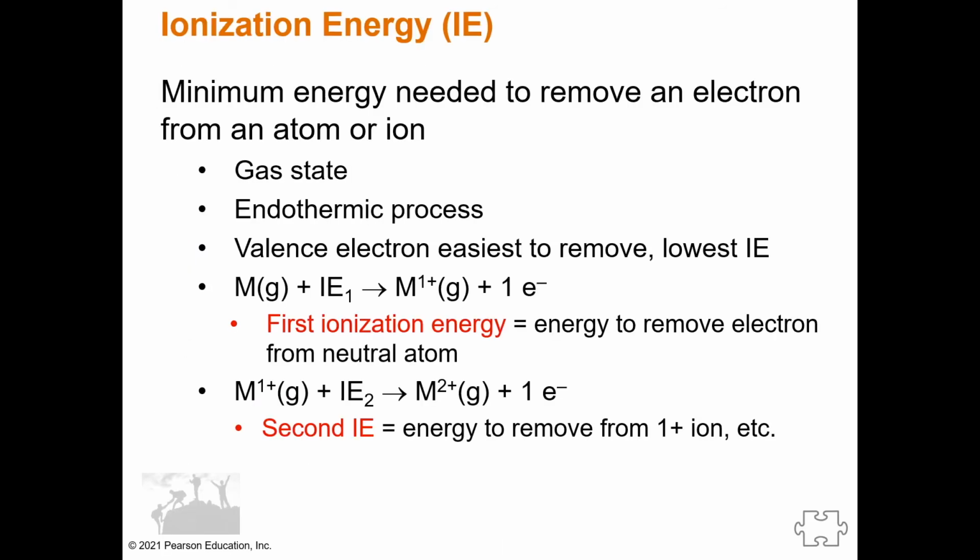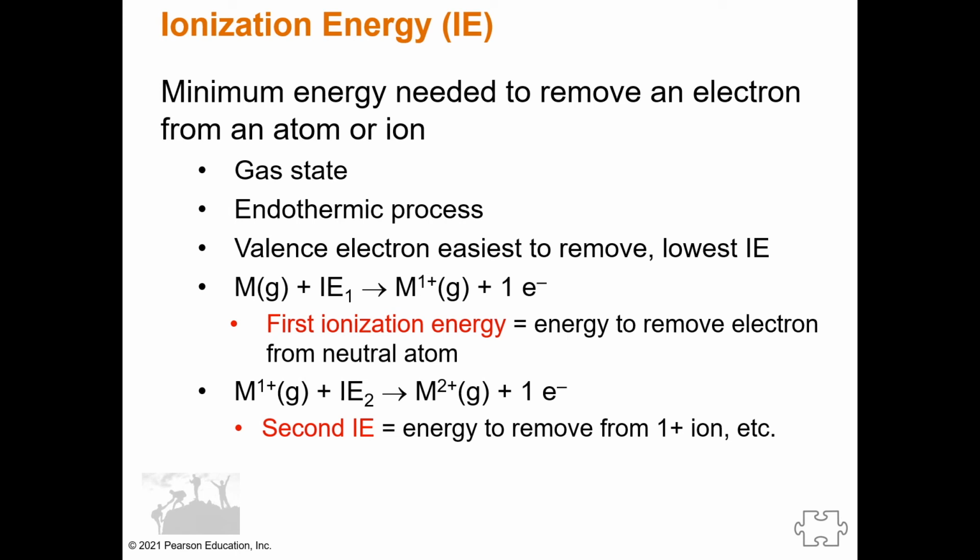Our next trend is ionization energy. That is the energy needed to remove 1 electron from an atom or ion. And now that's very specific. It's the minimum energy needed to remove 1 electron from an atom or ion. They have to be in the gaseous state. It is an endothermic process because energy is needed to remove that electron. And valence electrons are the easiest to remove.